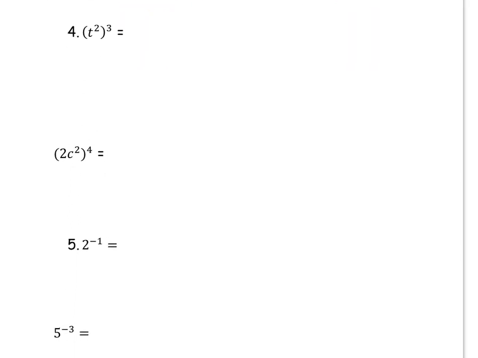Right, the fourth law is where you've got something to a power inside a bracket to a power. And all you do in this situation is you multiply the two numbers together. So t squared in brackets cubed is actually t to the power of 6, because 2 times 3 is 6.